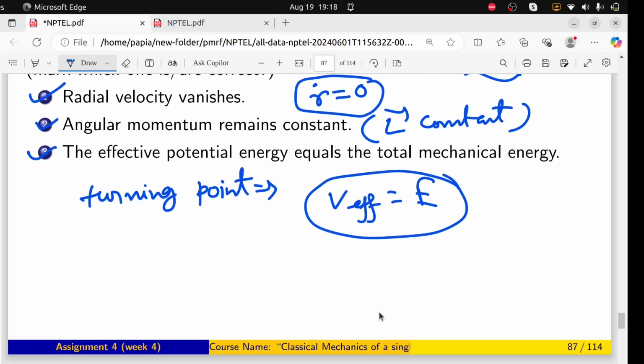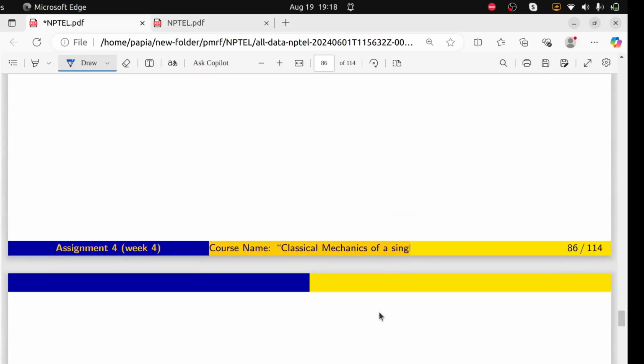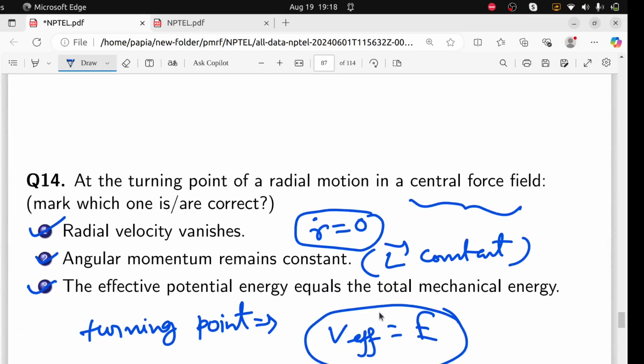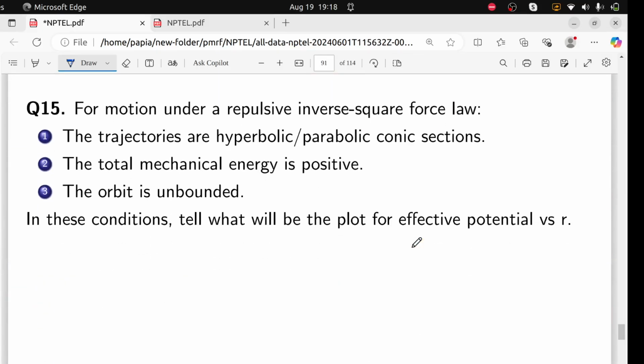So r dot equals 0, that means the effective potential energy equals the total mechanical energy. All of these are correct here. So radial velocity vanishes, angular momentum remains constant, the effective potential energy equals the total mechanical energy. Okay. Now coming to the next question.